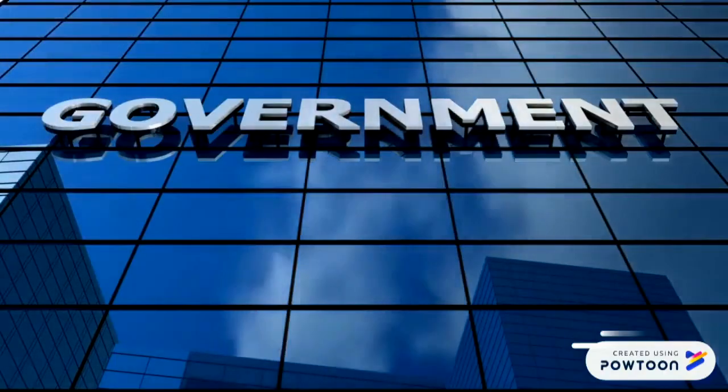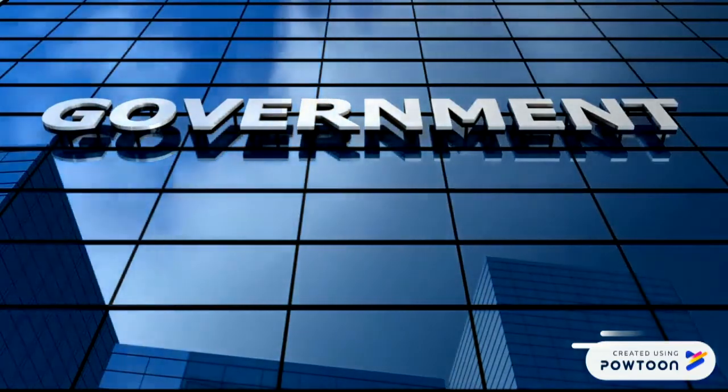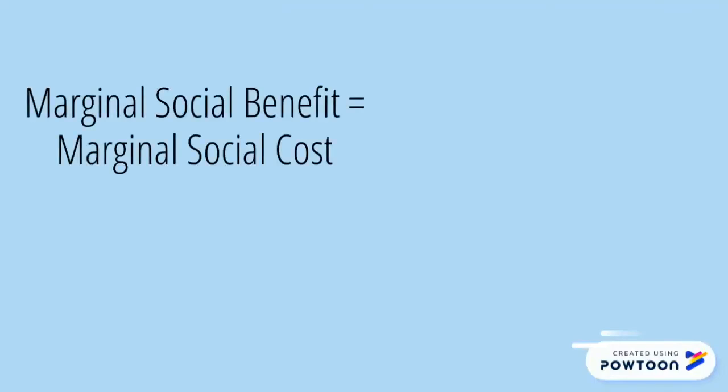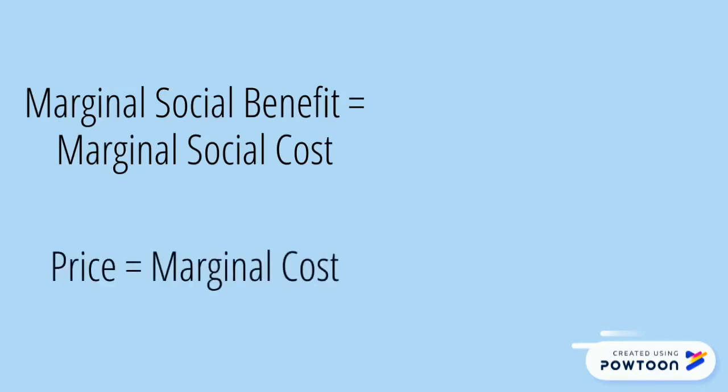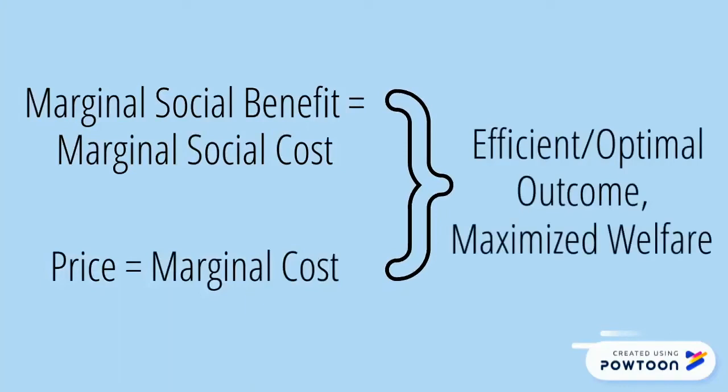Economics teaches us that government intervention is required to reach the socially optimal outcome when a market failure is present. The socially optimal or efficient outcome occurs when the benefit to society of producing one more unit of greenhouse gas, the marginal social benefit, is equal to the cost to society of producing one more unit, the marginal social cost. At this point, the price is equal to the marginal cost. It is only when we reach the optimal or efficient outcome that welfare will be maximized. This will happen only with government intervention.